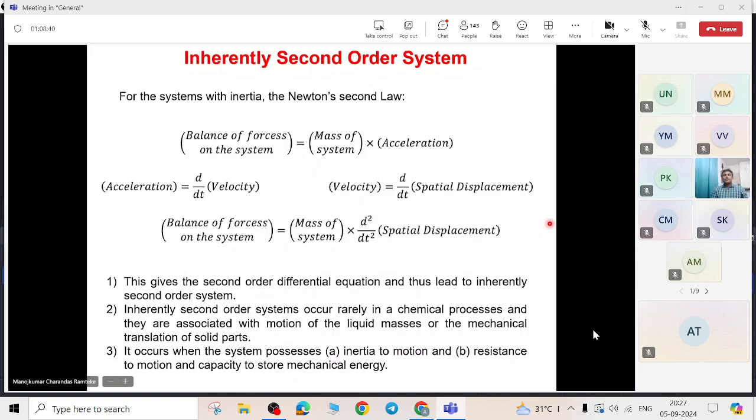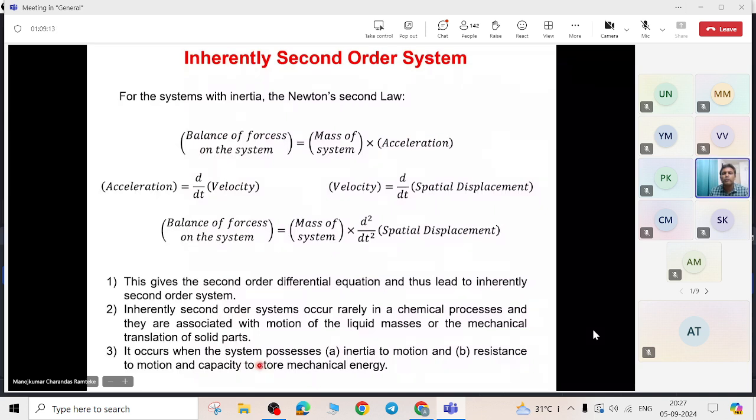Okay. So, inherently second order system. Whenever we have inertia associated with the system, it gives a second order differential equation, and therefore we get an inherently second order system. Again, inherently second order systems occur rarely in chemical processes, and they are associated with the motion of liquid masses or the mechanical translation of solid parts. It occurs when the system possesses inertia to motion, resistance to motion, and capacity to store mechanical energy.